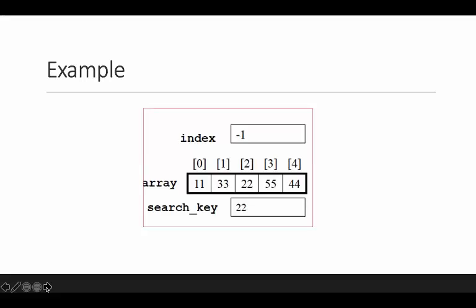This is an example. Initially I'm storing the index value as -1, and this is my array. I have 5 elements in my array. These are the addresses of those array slots, starting from 0 to 4, total 5 elements. And these are the values stored in those locations: 11, 33, 22, 55, 44. And my search key is 22. I have to locate 22 in this array.